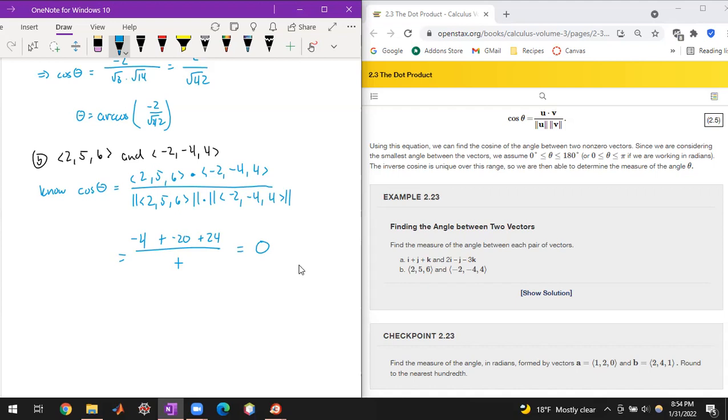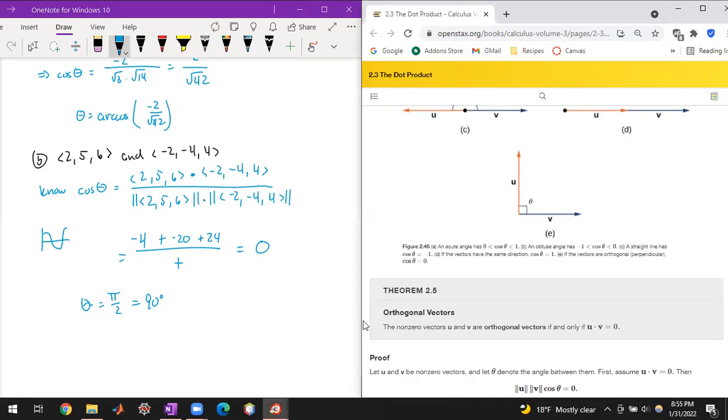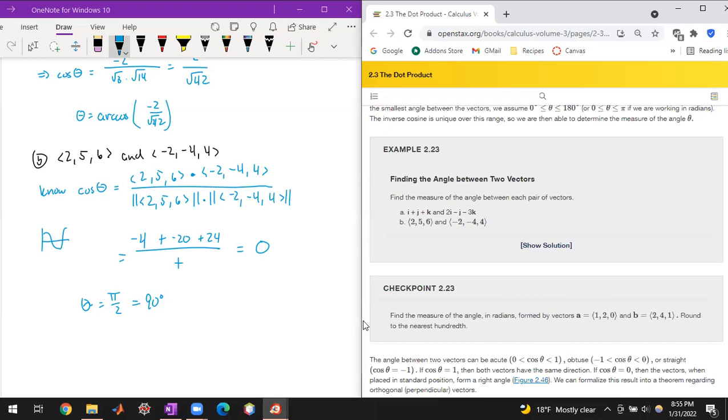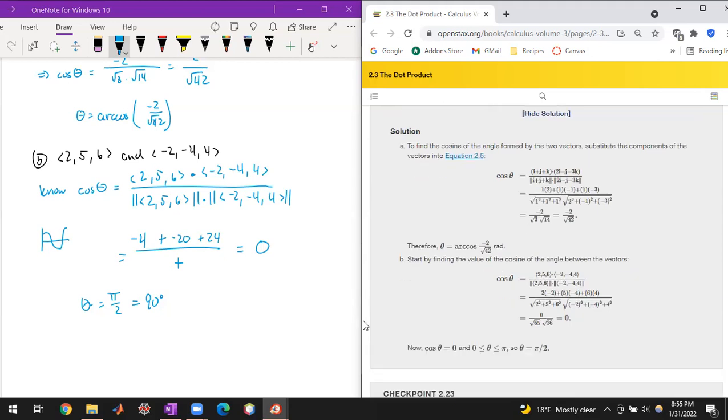So if cosine of the angle is equal to 0, then what that means is that our angle is equal to pi over 2, or 90 degrees. Wow, 90 degrees. So these two are orthogonal. All right, so let's take a look at the solutions and see what they did. So they did the same thing. They left it in terms of our cosine, so that's fine. They found that value of 0, got pi over 2, and we're done.